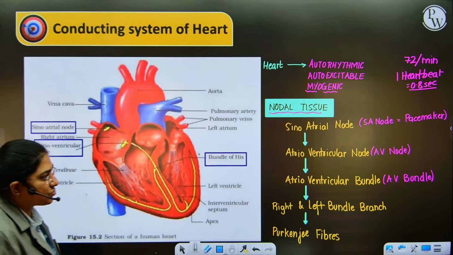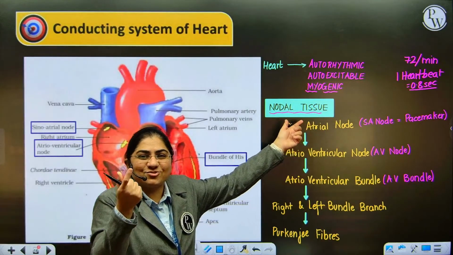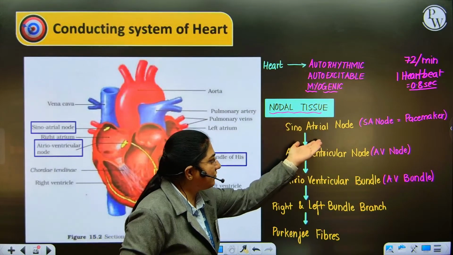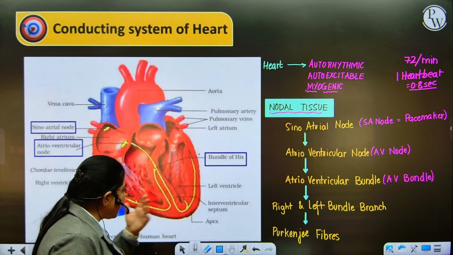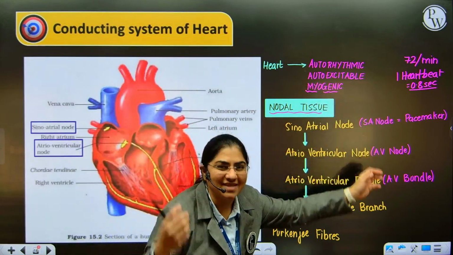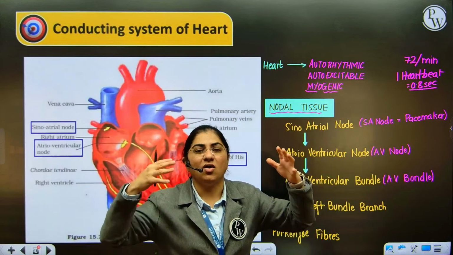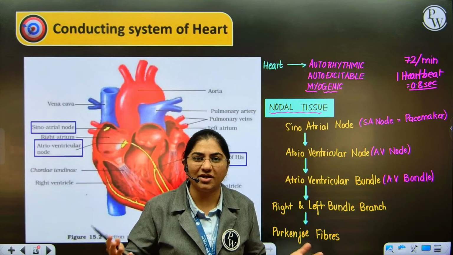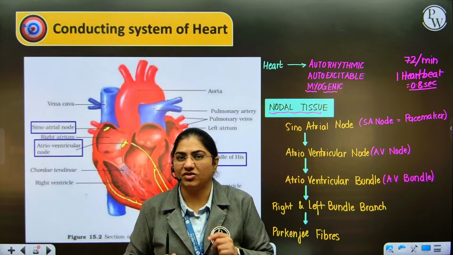Yes, because what happens is the SA node is the fastest to generate its own impulse. Because it is the fastest to generate its own impulse, it will generate the impulse, sending it further ahead, and the impulse is just conducted. Hence, it is the one that sets the pace, or generates the impulse for the heart to beat, hence called the pacemaker of the heart.